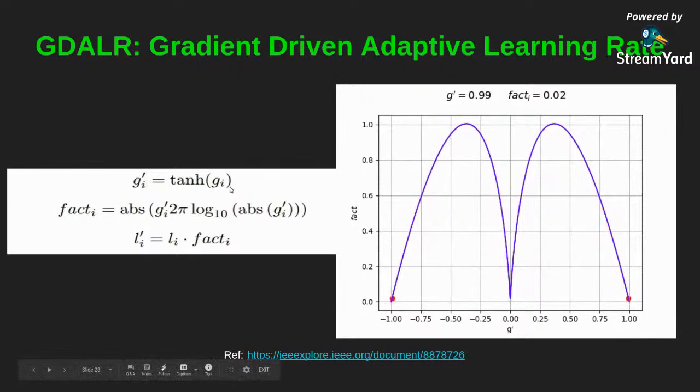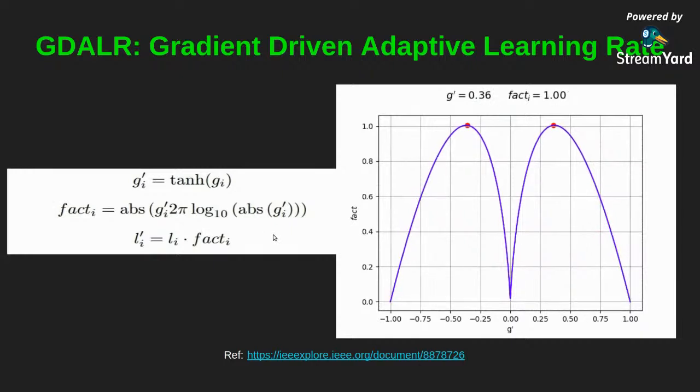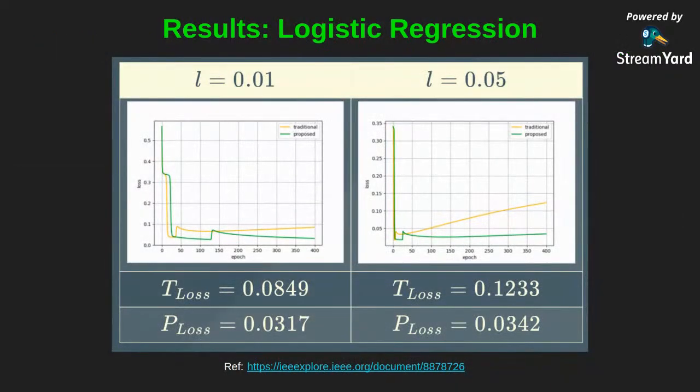So g_i is the gradient here, and we have used this function to decrease the learning rate after an increase in gradients. There was some hypothesis, which we can discuss maybe in next talks, on how an increase in g_i is actually making the model skewing attack less efficient. But we have used the increase in g_i to decrease the learning rate itself. That's why it's called the gradient driven adaptive learning rate algorithm. And these were the results.